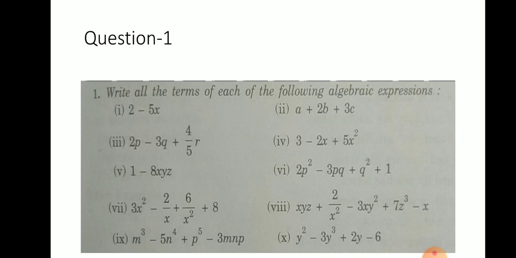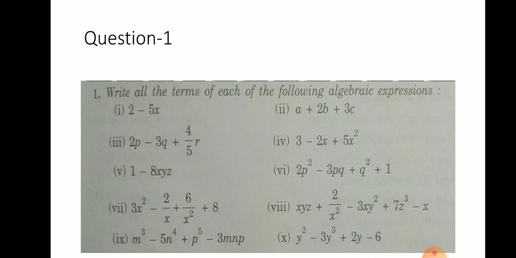In this, he is asking to write all the terms of each of the following algebraic expressions. Here we have totally 10 problems. We will discuss one by one. First one, if you see, 2 minus 5x is there. This is the expression. In this, the terms he is asking.